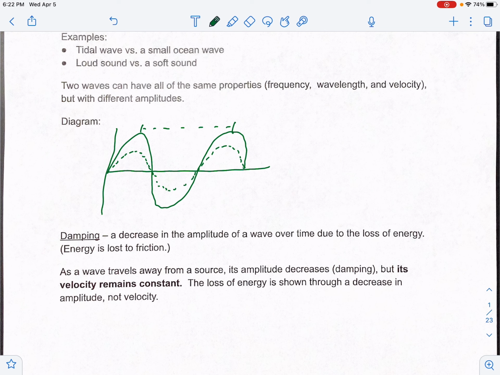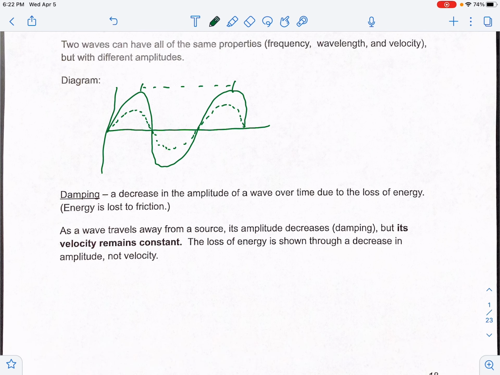Now there's a term called damping. That is a decrease in amplitude of a wave over time due to loss of energy. As a wave travels away from its source, its amplitude decreases by damping, but its velocity remains constant. That's a key thing there. The velocity doesn't actually change, it's just the energy in the wave that decreases.